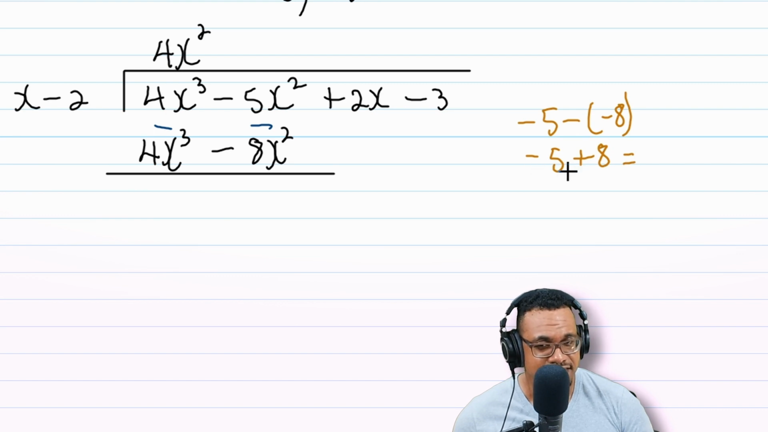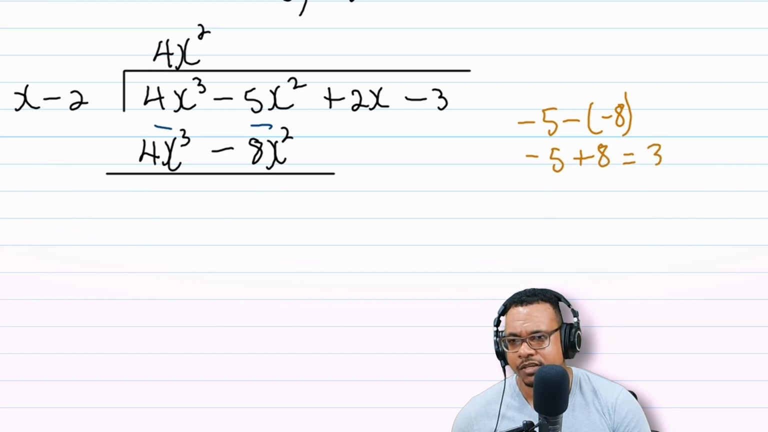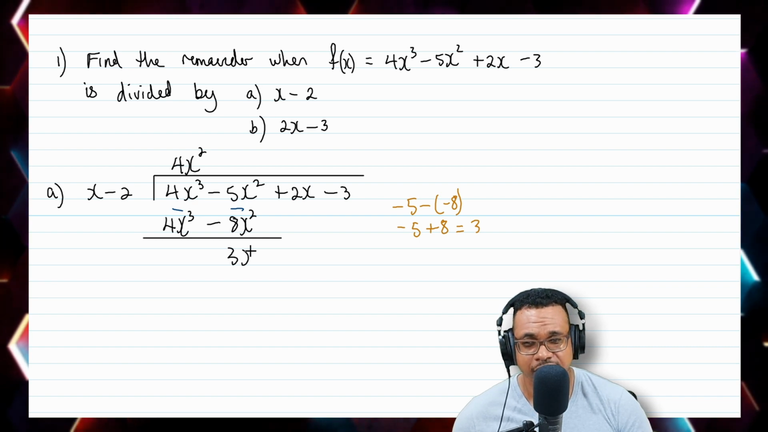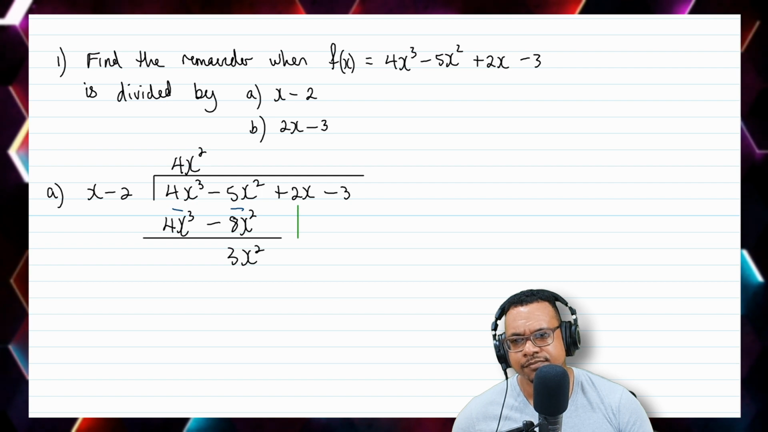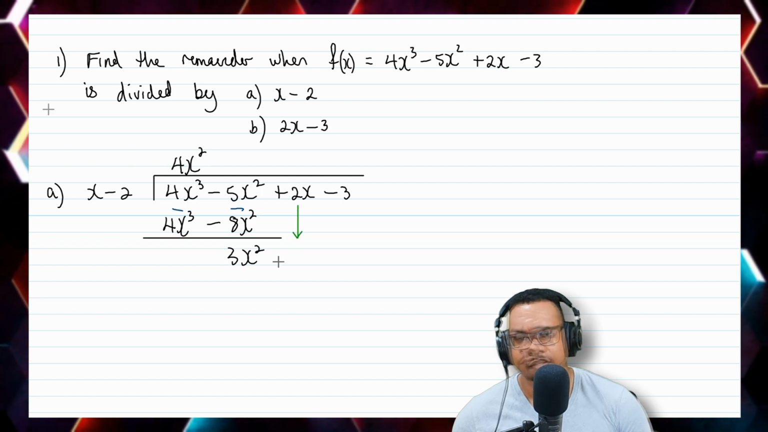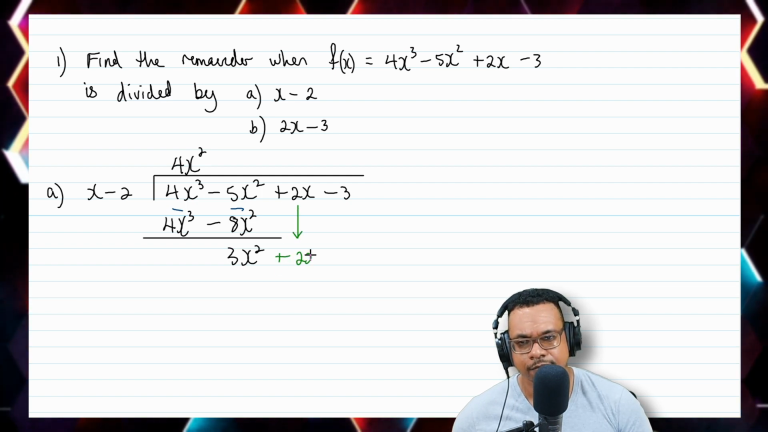So the two signs here are different. So we're going to subtract and take 5 from 8 and get 3. And since 8 is a bigger magnitude and the sign in front is positive, it's going to be positive 3. So therefore, this negative 5x squared take away this negative 8x squared will give you positive 3x squared. So we get positive 3x squared. And now we bring down this positive 2x. So we're going to write positive 2x here.